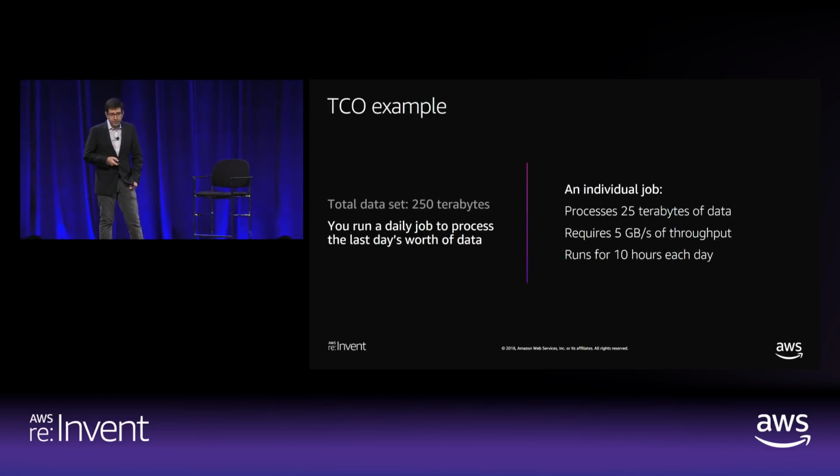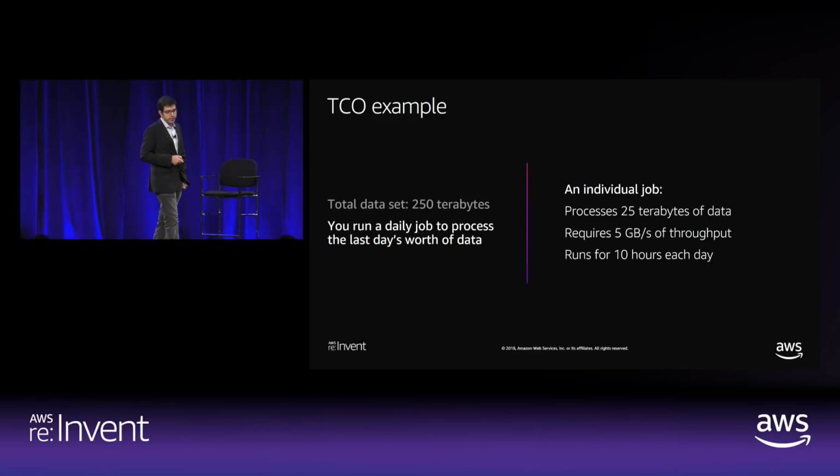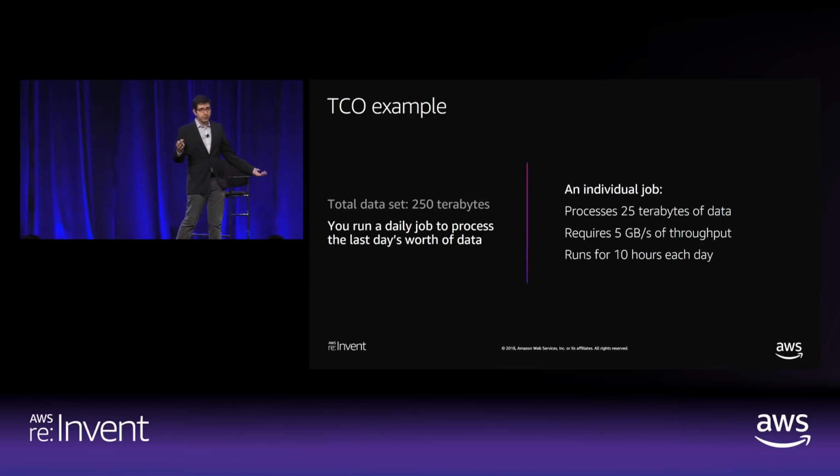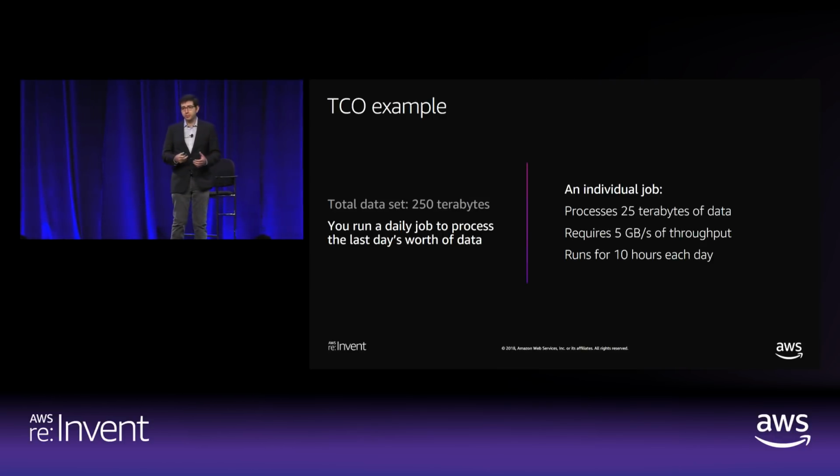So as an example, I think the billing is fairly straightforward, but I'll go through an example just to make it super clear. So let's say that you have a total data set of 250 terabytes of data, and this is in your S3 bucket. And you want to process 25 terabytes of that data every day. And you need to do it at something like 5 gigabytes per second, so you decide to use this Lustre file system. And you run it for 10 hours each day. So what would your bill look like?